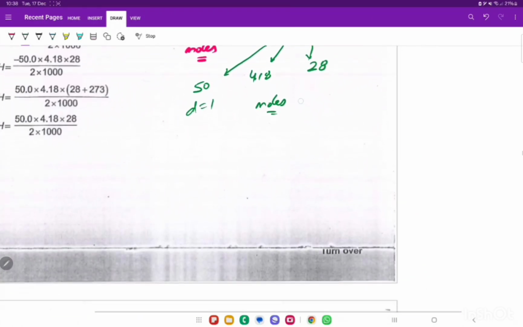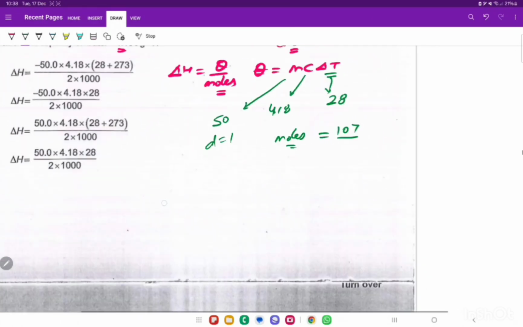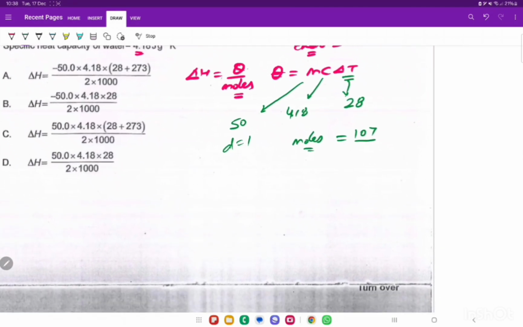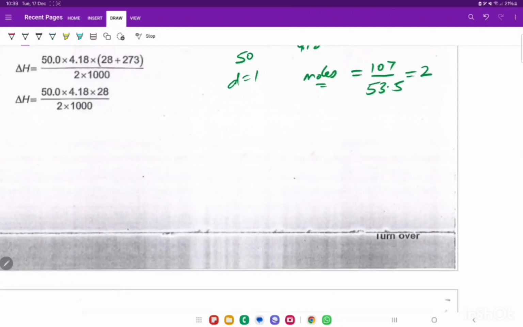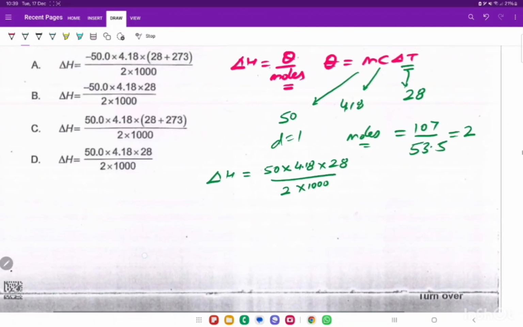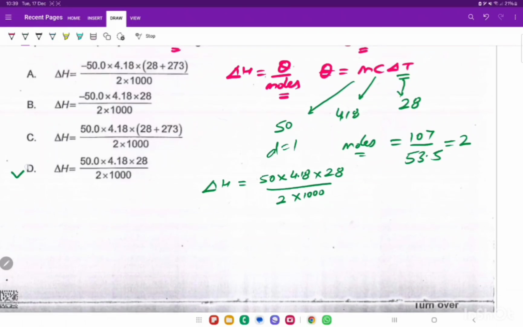The mass is 107 and the molar mass given is 53.5. Moles comes out to be 2. Thus delta H will be 50 m, C is 4.18, into delta T is 28, upon moles is 2, and we want it in kilojoules, so divided by 1000. Thus the option which fits this, my answer, is option D.